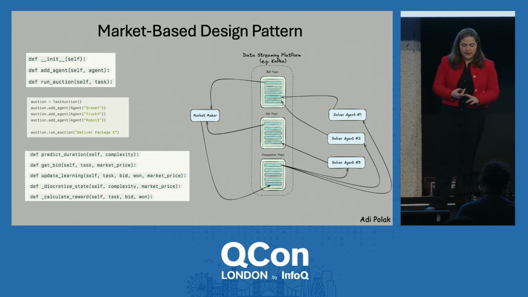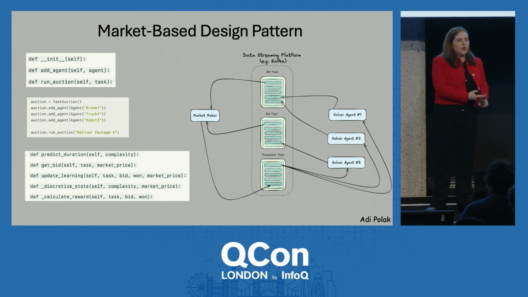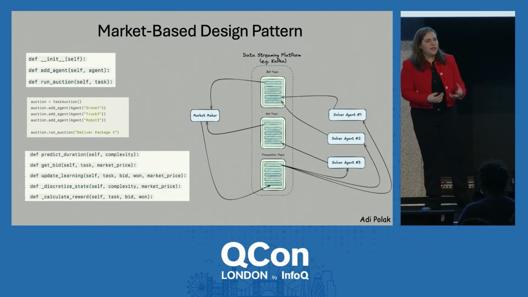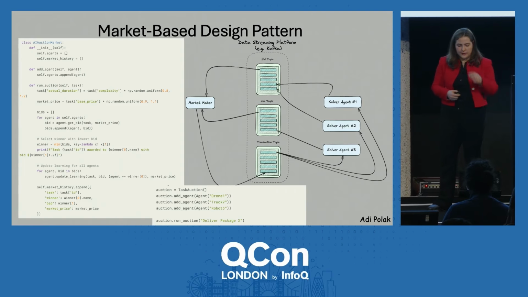Discretized state and calculate rewards. If I did win it, what was the reward? If I didn't win it, is there a reward? Was there a potential reward for me to learn from? So we're kind of humanizing these agents through code, essentially. So this is the market-based design pattern.